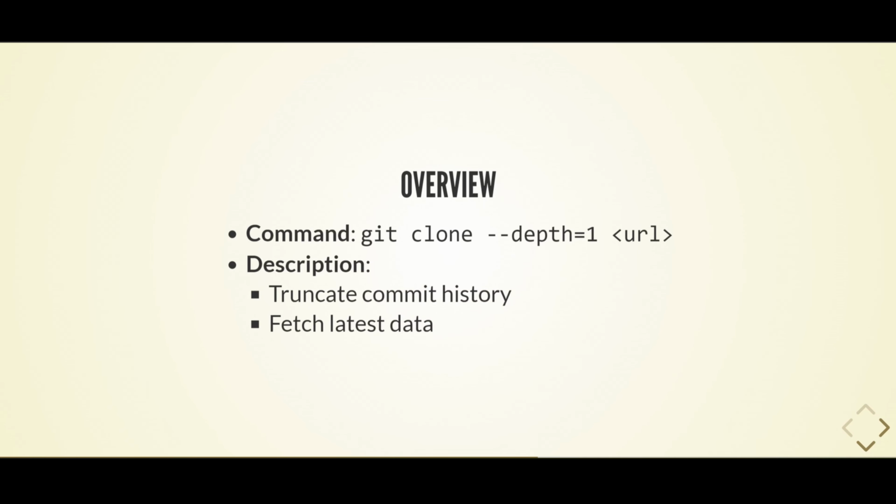Shallow clones, created with the git clone --depth=1 command, truncate the commit history and fetch only the latest data. This makes them the fastest clone option available.